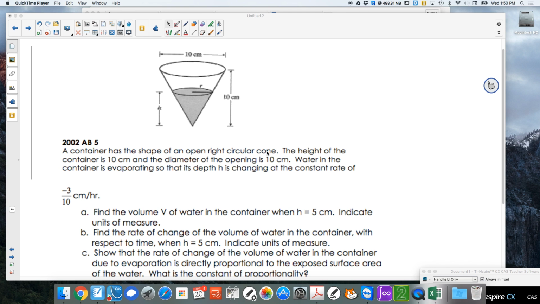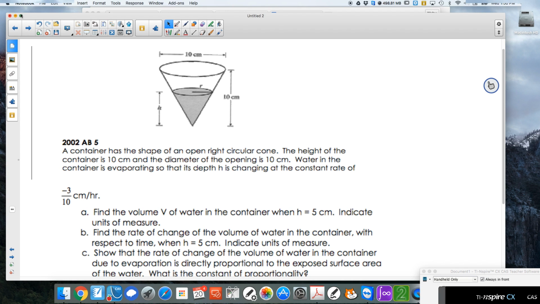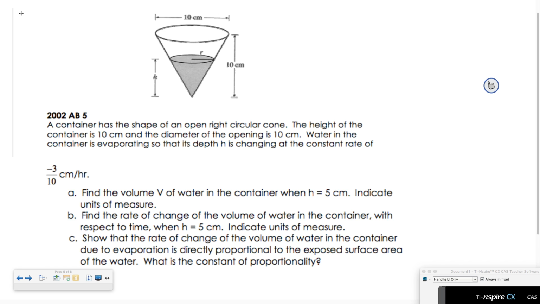Okay, Henry and I are here to do one more AP problem with you before leaving a problem in the video. This is from the 2002 AP test. And Henry, what shape do you see right there? I see a conical shape. You do. So before we even talk about the problem, what's the formula for volume of a cone?